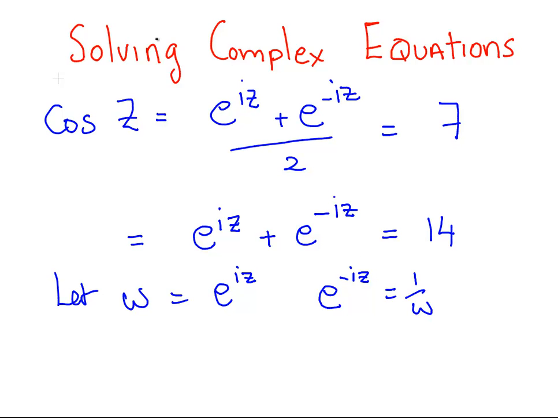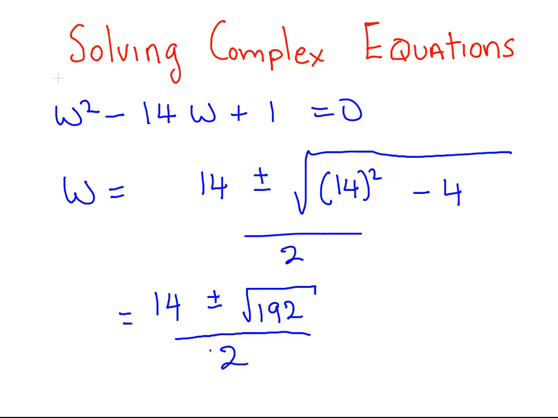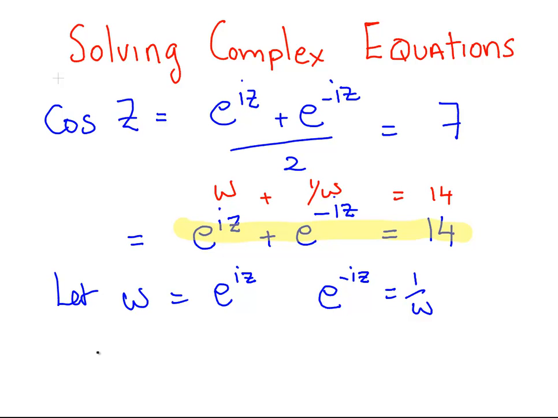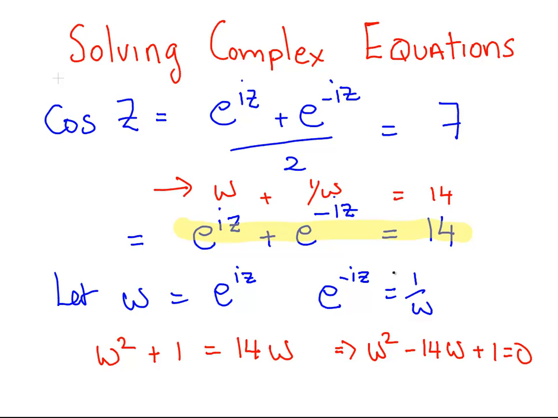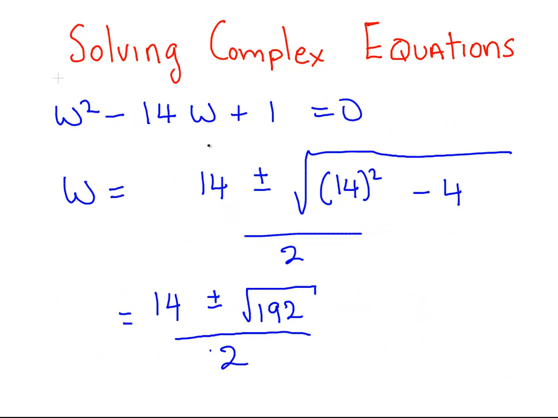So we can rewrite this expression as w plus 1 over w equals 14. So we've got a quadratic expression in w. Let's multiply each term by w. So we have w squared plus 1 equals 14w, or let's rearrange that as w squared minus 14w plus 1 equals 0. This is a quadratic, so what we can do is find the roots of that. We're going to use the famous minus b formula: minus b, plus or minus the square root of b squared minus 4ac, all over 2a.